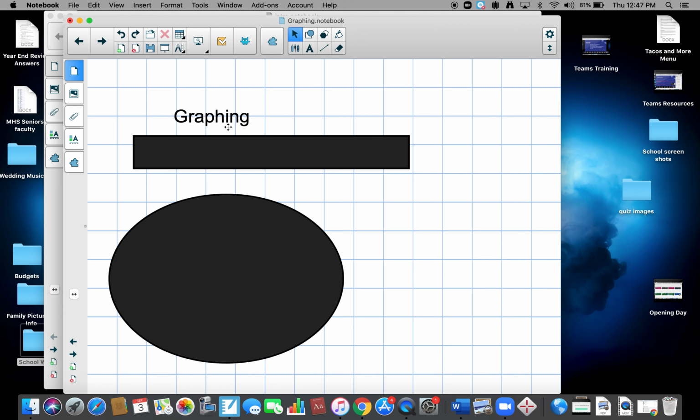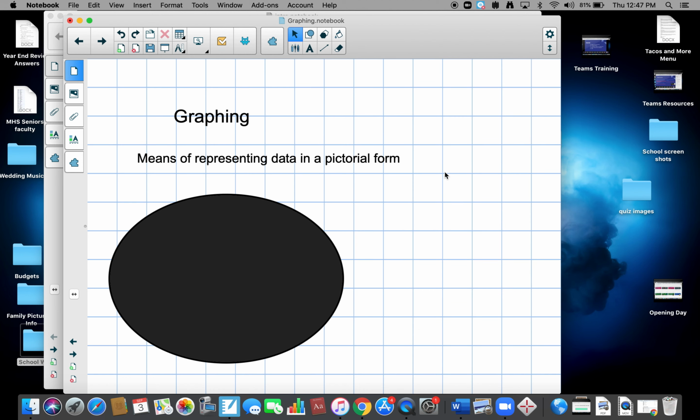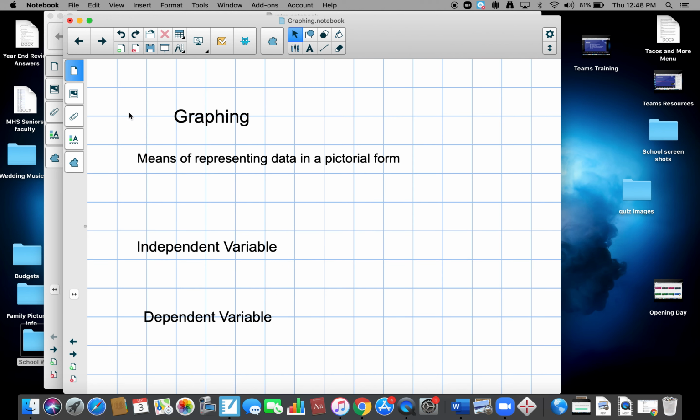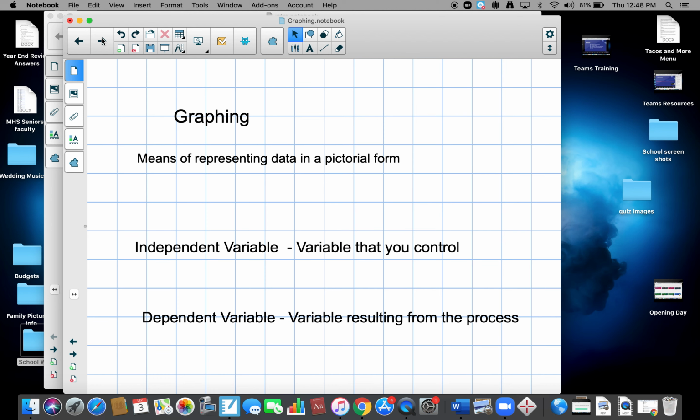All right, graphing. Graphing is defined as a means of representing data in a pictorial form. And in order to do that, we need to understand two things, independent variable and dependent variable. Independent variable is a variable that you control. Dependent variable results from the process. In other words, what you're deciding to measure is the independent, and what comes back out of that is the dependent.